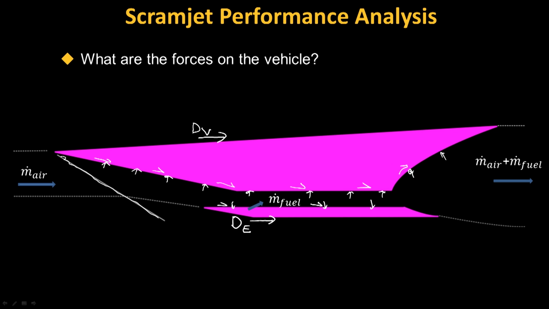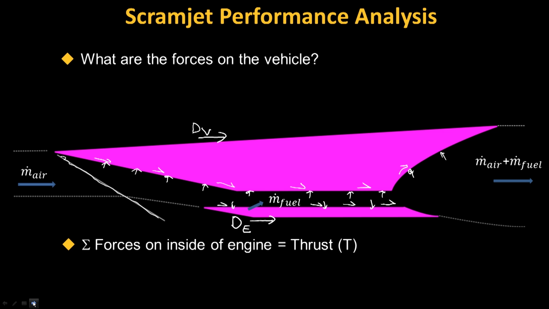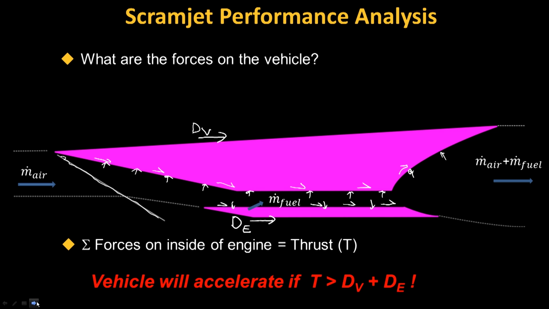Now, it's actually the sum of all these forces on the inside of the engine that determines the thrust that the engine supplies to the vehicle in order for it to accelerate. And so if this internal thrust is greater than both the vehicle drag and the external drag, then we'll be propelling our vehicle forward.